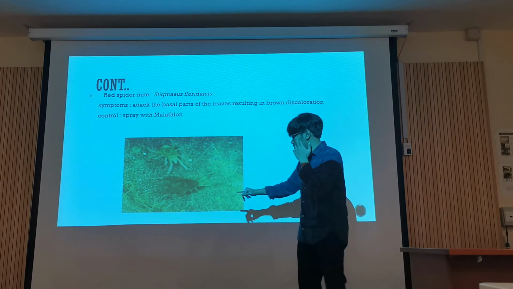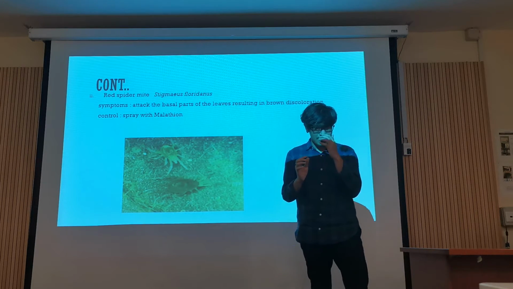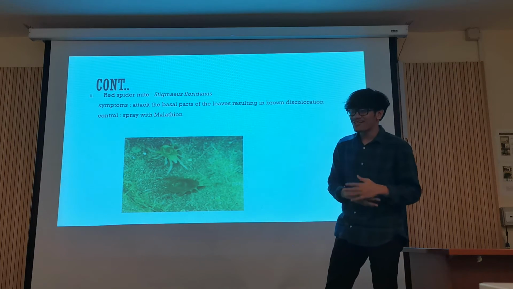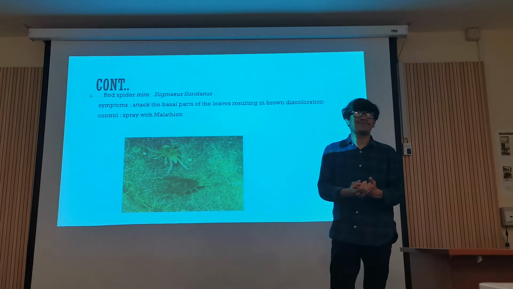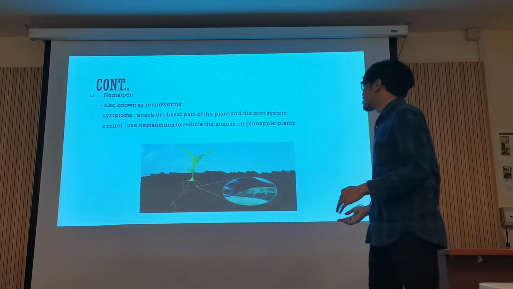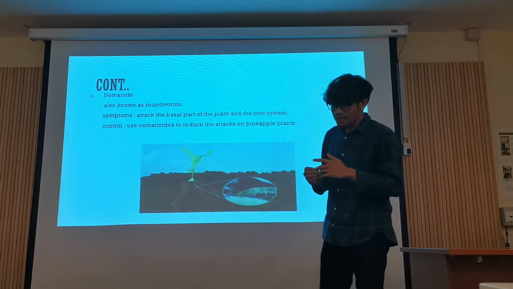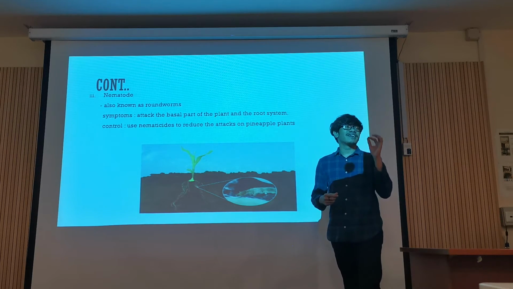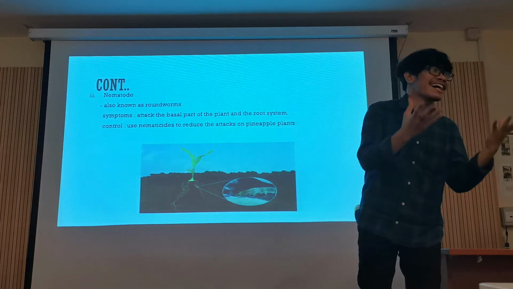You see, this is the mealybugs. It is very small and can be seen under a microscope. And how to control this red spider mite is by spraying with malathion. So the next pest is nematode, and the shape of the nematode is the same as roundworms, but it is very tiny and cannot be seen with the naked eye.